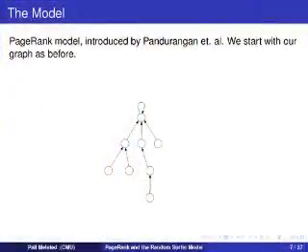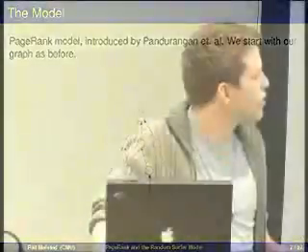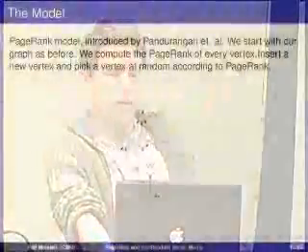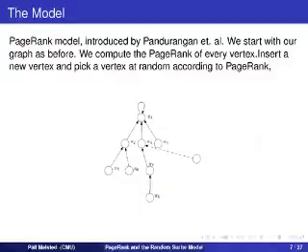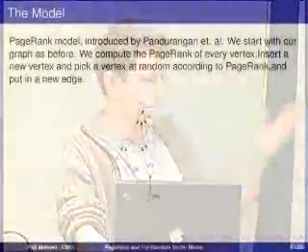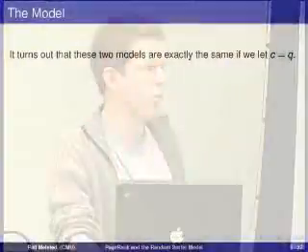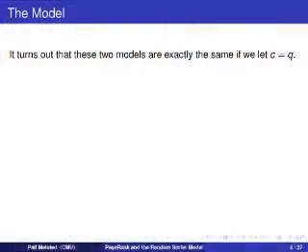So the PageRank model is pretty straightforward. We start as before. Just going to show you the directed tree version of it with the self loop. We compute the PageRank of every vertex. We add in a new vertex, pick an endpoint according to PageRank, and that's where we put in our edge. Okay. And it turns out that the models are exactly the same, which is really nice because it's easier to analyze the random surfer model than computing PageRank every time, provided you set C equal to Q.